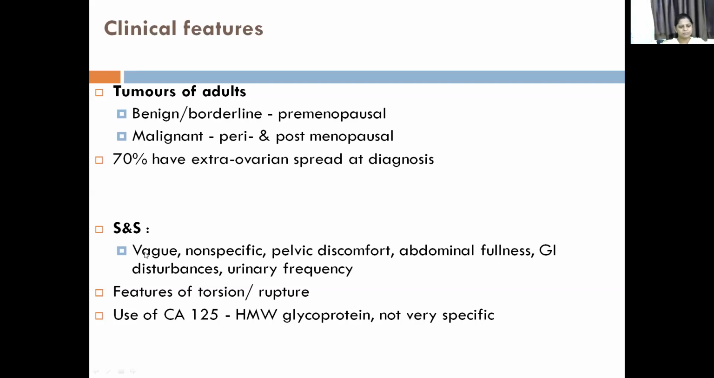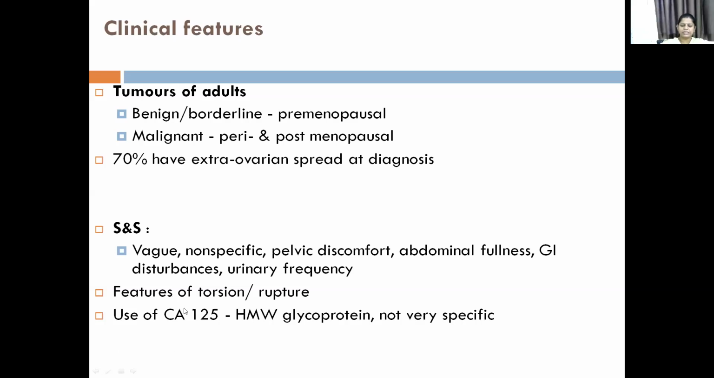Coming to the signs and symptoms, as I told you, they are vague and non-specific, with pelvic discomfort, abdominal fullness, GI disturbances, and urinary disturbances. When they are very huge and twisted, features of torsion or rupture may be seen, that is severe pain, shock, ascites, all that. They can be seen when there are features of rupture and torsion.